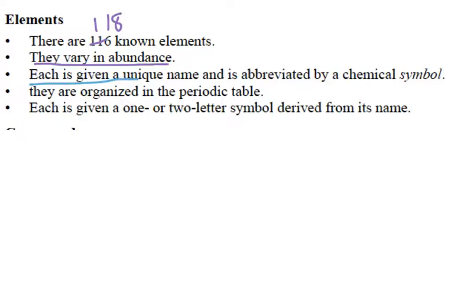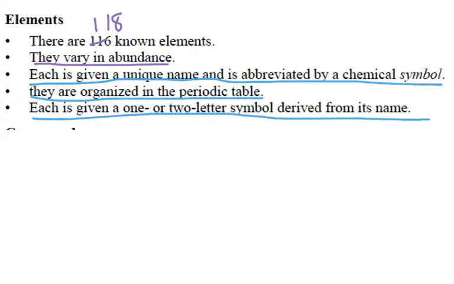Each element is given a unique name, abbreviated by a chemical symbol. They're organized into the periodic table, and the symbols are one or two letters. You look at some periodic tables, you'll see some things that will have UUM or something like that, some three letters. These are temporary symbols. Currently, the most current periodic tables don't have any of those on them, but as new elements are discovered, they're given one of these names until they're verified.